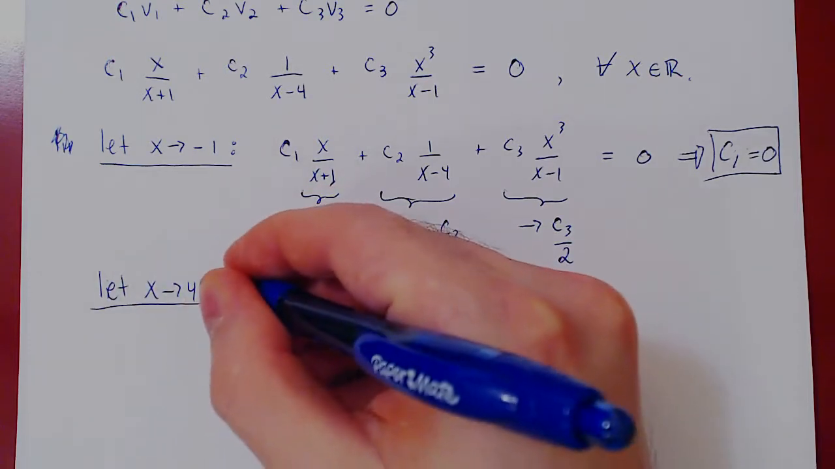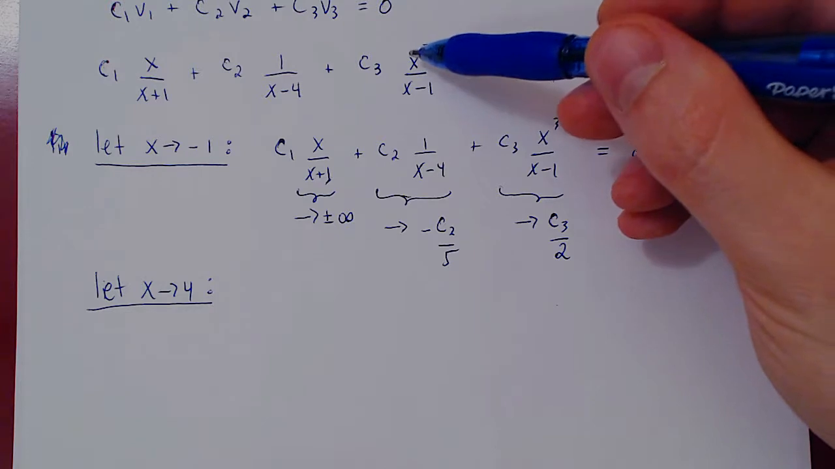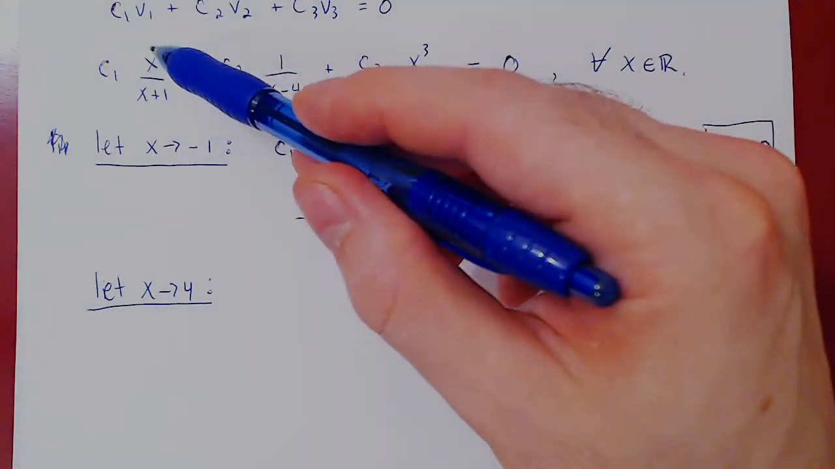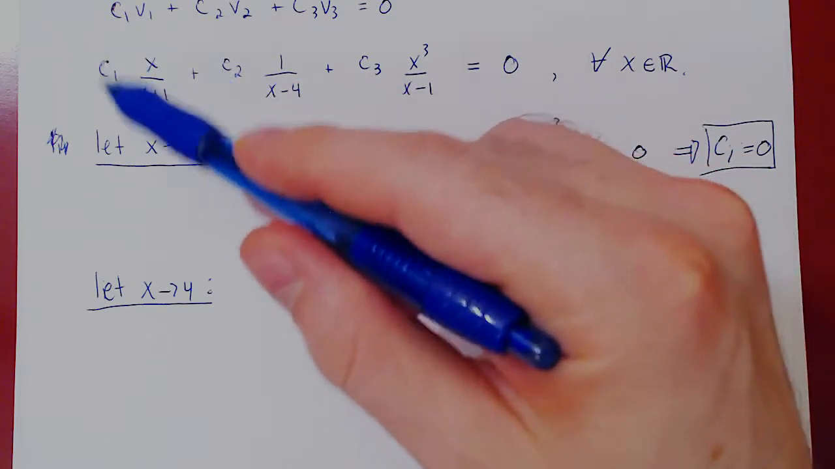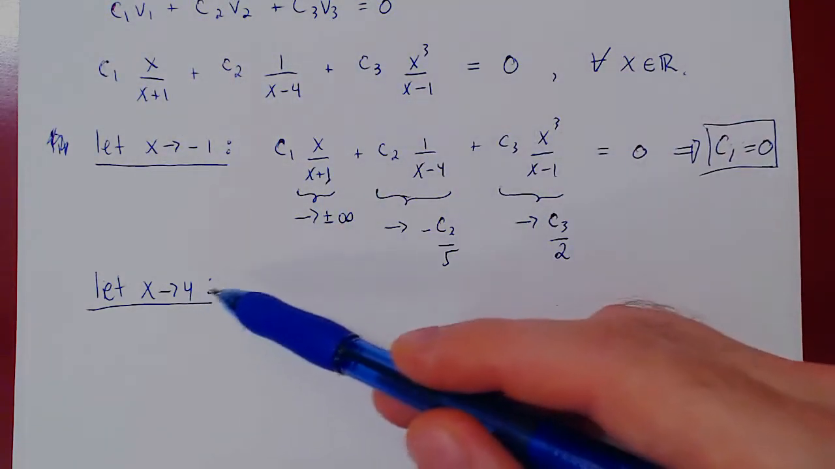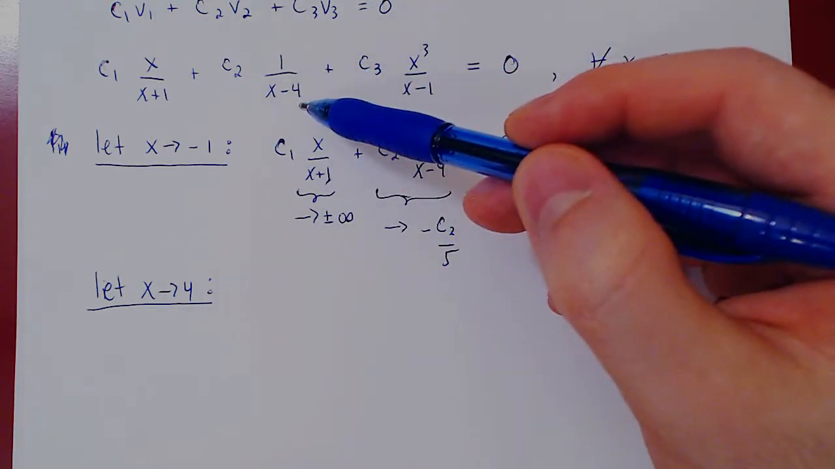You see, if you let x approach 4, this will approach 4 cubed over 3, so this will be a constant. This will approach 4 over 5 c1, which will also be a constant. So both of these remain bounded as x approaches 4. But now this will give us a 1 over 0 case.